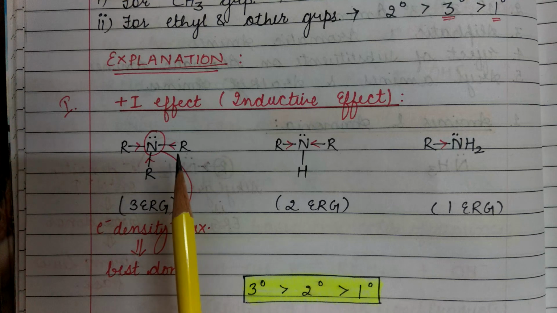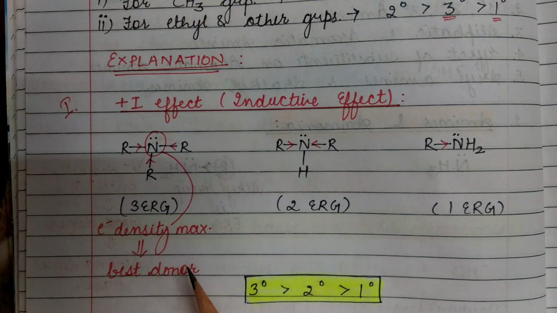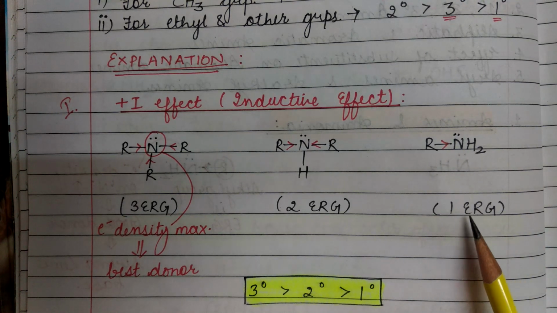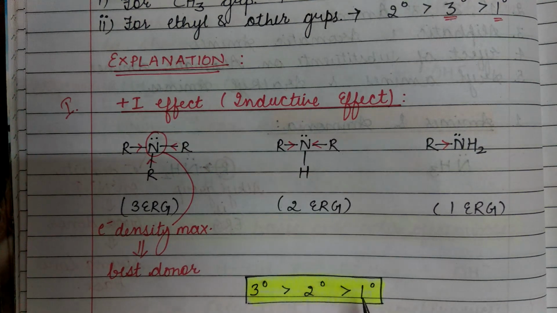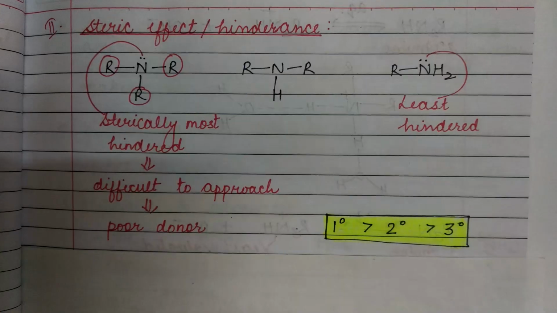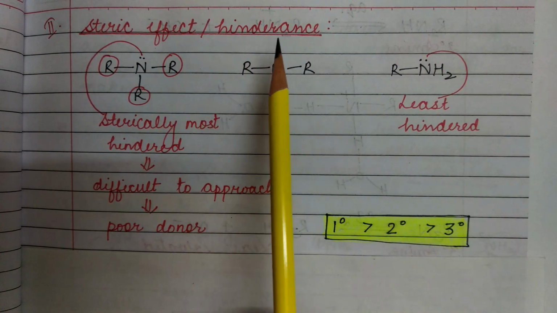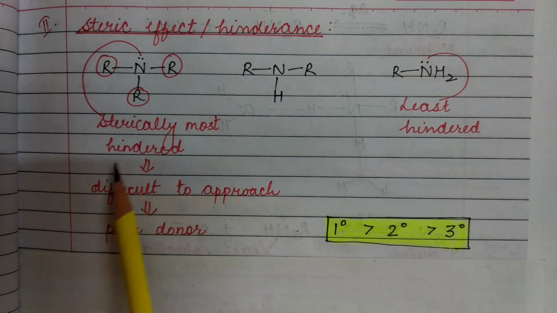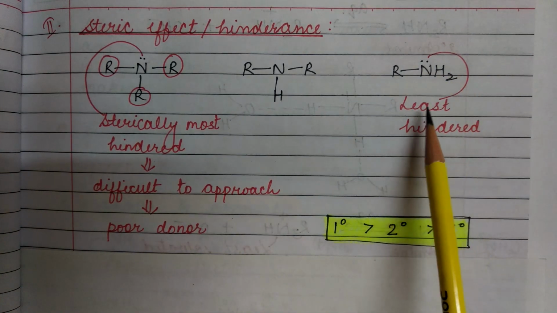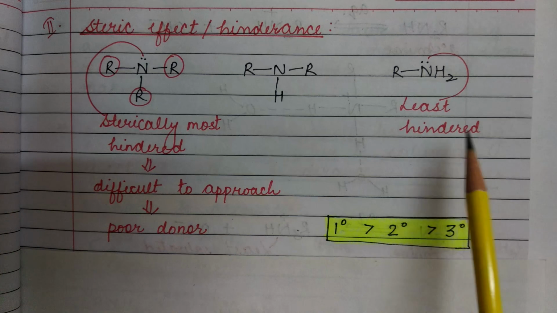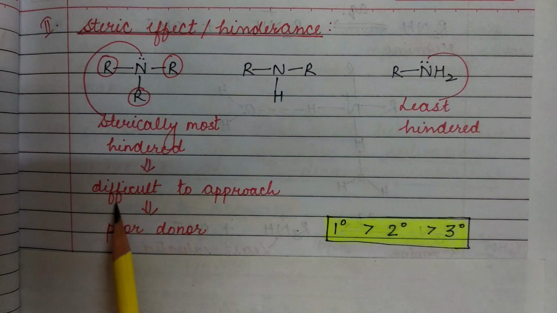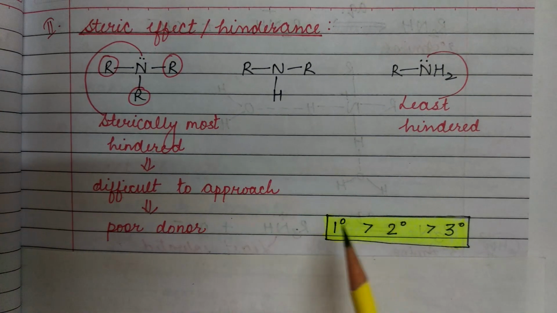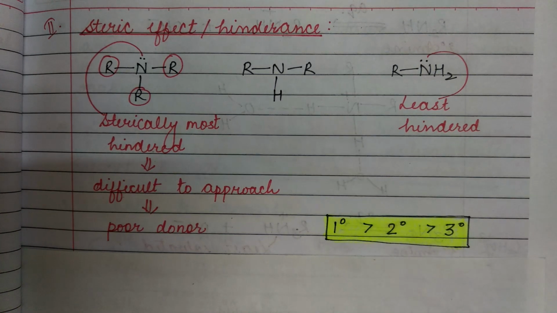3 electron releasing groups, more electron density, so best donor. 1 electron releasing group, less density, so it is the weak base. So the order is 3 degree more than 2 degree more than 1 degree according to the inductive effect. The second factor is steric effect or steric hindrance. Here, nitrogen is attached to 3 alkyl groups, so it is sterically most hindered, whereas in 1 degree it is attached to only 1 alkyl group, so it is least hindered. Due to more steric hindrance, it is difficult to approach the nitrogen atom, so it is a poor donor. So the order must be 1 degree more than 2 degree more than 3 degree.